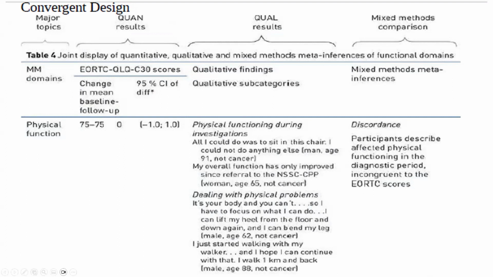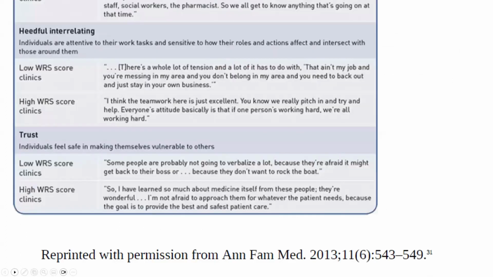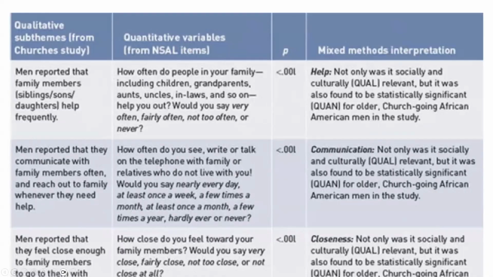However, for mixed method, you bring the qualitative result, you integrate that qualitative result into a quantitative question, and then you interpret in a mixed method way. Same example: men reported that they communicate with family members often and reach out to family members when they need help. How do you define the question for this? How often do you see, write or talk on the telephone with family members? Would you say nearly every day, at least once a week, a few times a week, at least once a month? So you design the question based on this theme.